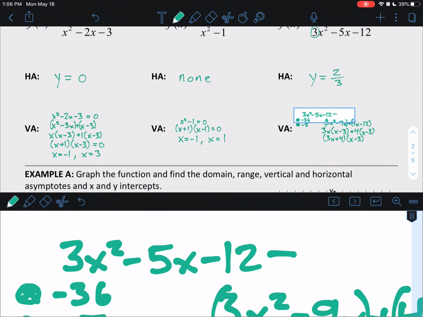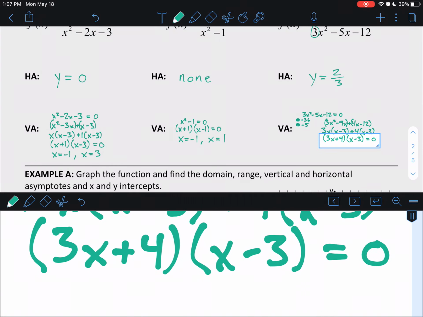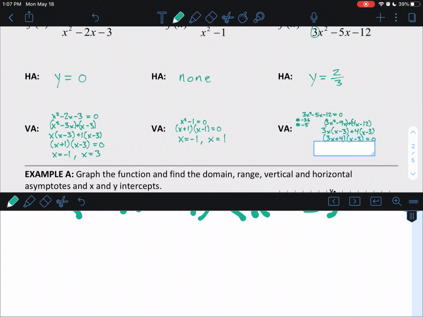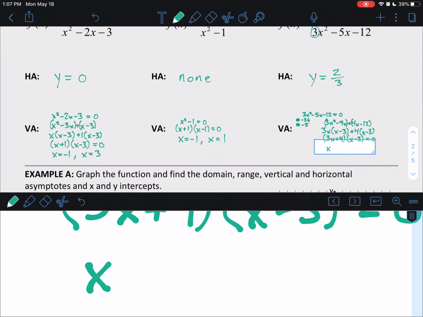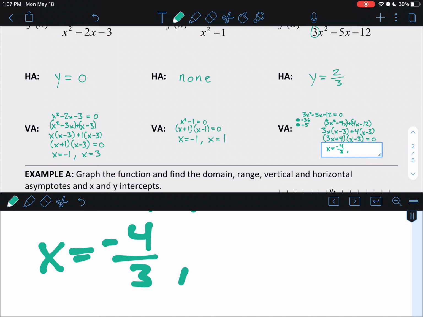All right, I have to set that equal to 0, meaning I have to set this equal to 0. So if 3x plus 4 is 0, let's see, subtract 4 from both sides. That gives me 3x equals negative 4. And then divide by 3. So x equals negative 4 thirds. And then we have x minus 3 equals 0. So if x minus 3 equals 0, x equals 3. So the vertical asymptotes of this one were x equals negative 4 thirds and x equals 3.